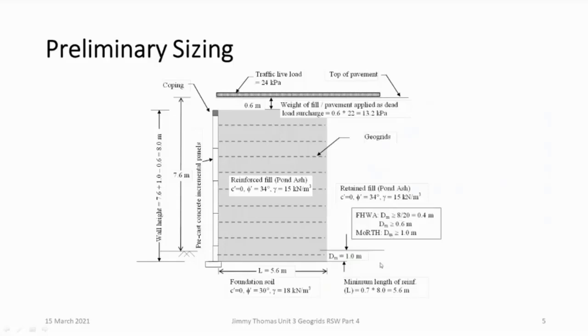Then we have to decide on the minimum length of reinforcement. That will be 0.7 into height, which is equal to 5.6 meters. If you were doing it with BS 8006, we would have taken the mechanical height, which would have been 8 plus another 0.6 meter, because we have to take it up to the road level. So we should have taken 0.7 into 8.6 as our minimum length. But since we are doing it as per FHWA, we don't have to consider the mechanical height. So we will consider 0.7 into 8, 5.6 meters length.